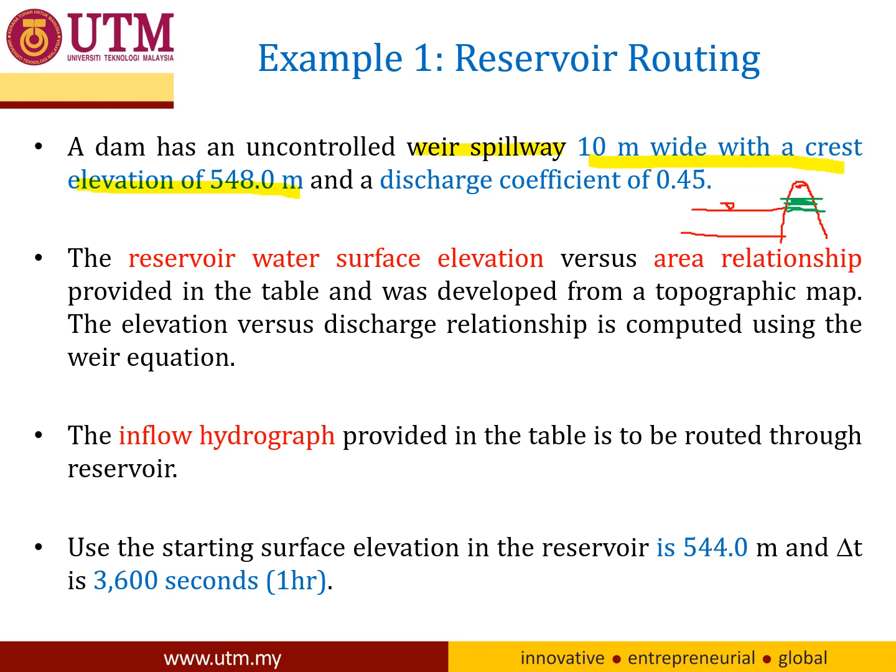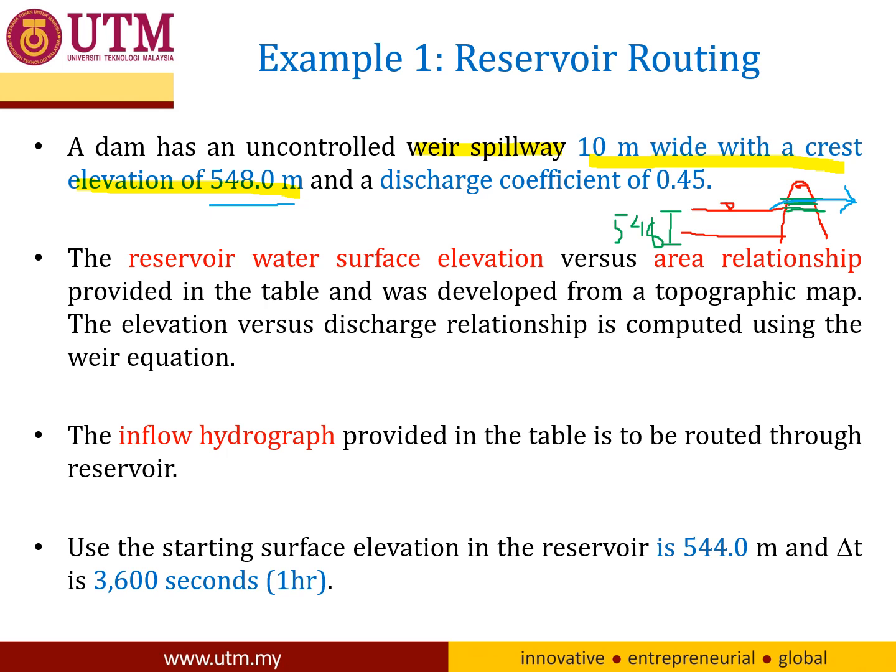This means that at the elevation of 548 meter, let's say there is an elevation here, 548 meter. Once the water level reaches 548 meter, what will happen? The flow can go out. So this is what it means, the crest elevation of 548 meter. Once the water level reaches 548 meter, the flow can go out from this reservoir.